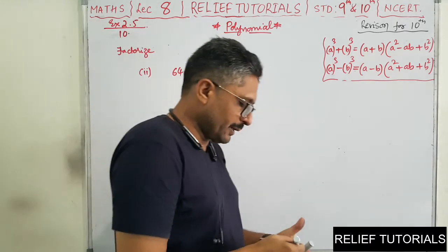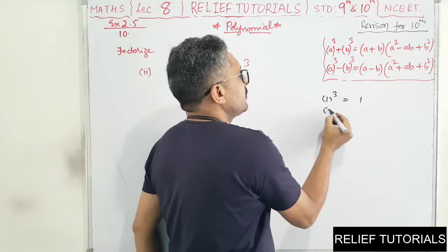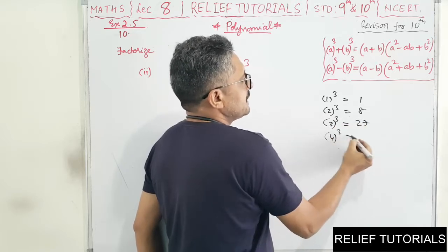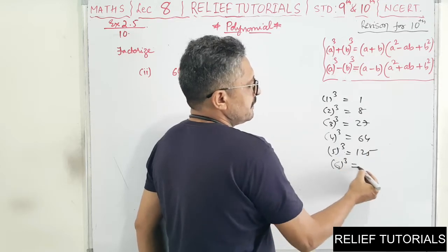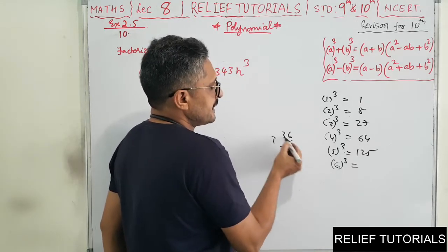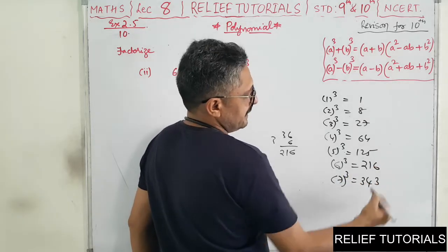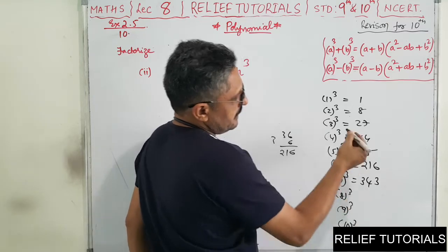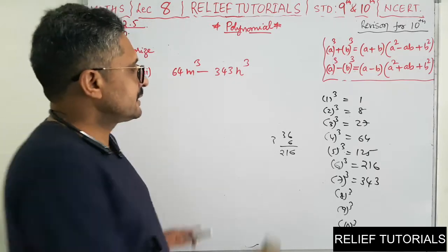We have to remember some cubes also, up to 10. 1 cube is 1, 2 cube is 8, 3 cube is 27, 4 cube is 64, 5 cube is 125, 6 cube, 6 sixes are 36, 36 sixes are 216, so that is 216, and 7 cube is 343. In this way you practice up to 8 cube, 9 cube and 10 cube. Up to 10 cube you should remember the cubes of numbers. Clear? So that is quite necessary.